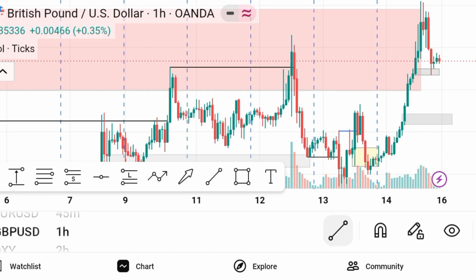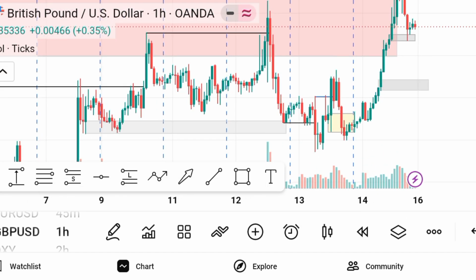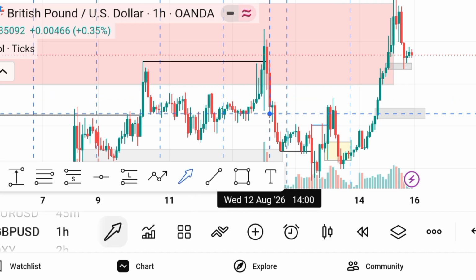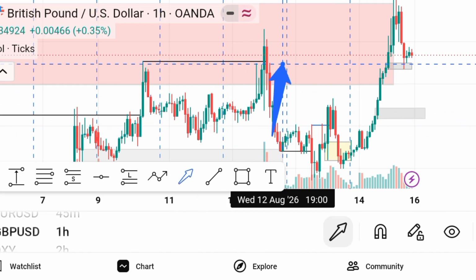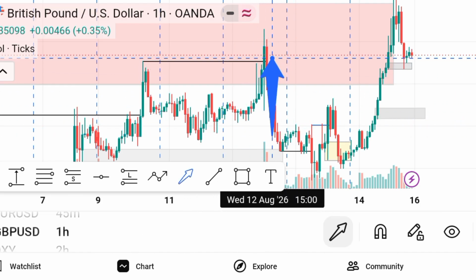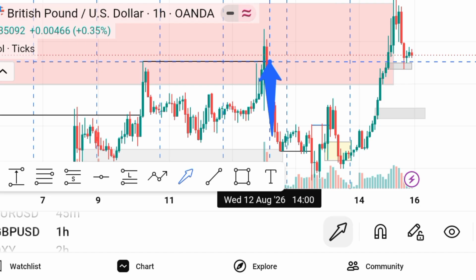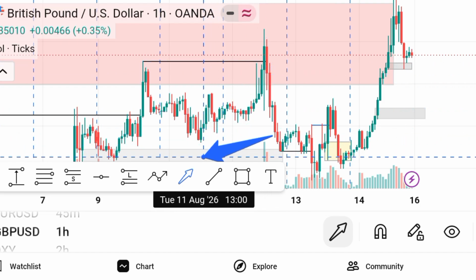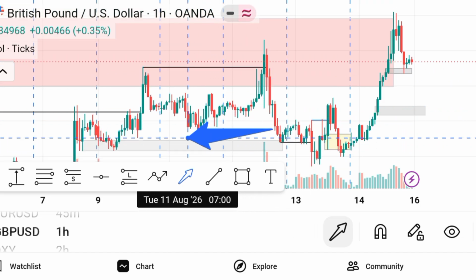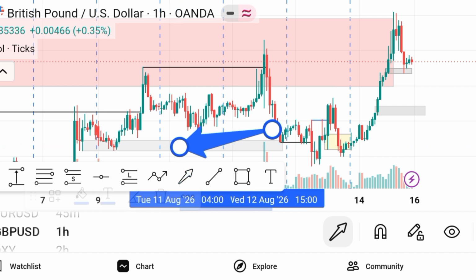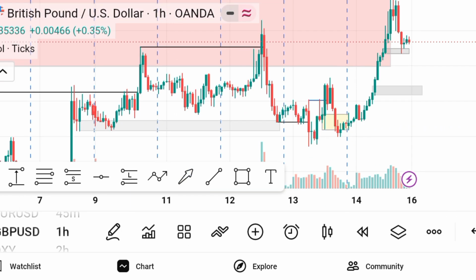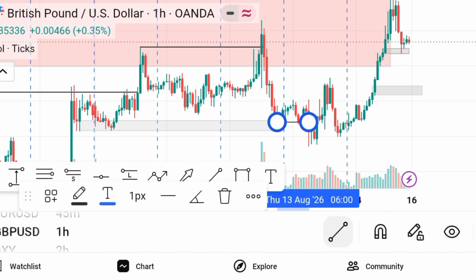And most SMC traders, this is what you will do normally. After you've seen this break of structure that happened here, you will be looking out for the POI that caused that break of structure, and this will be the POI. This is what normal SMC traders will do. Let me delete my chart, let my chart be clear.